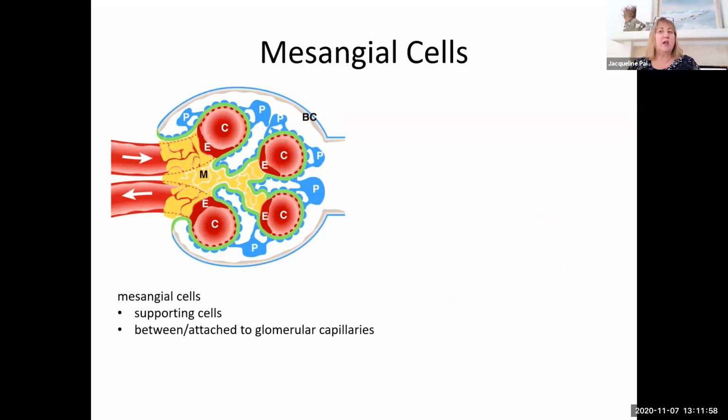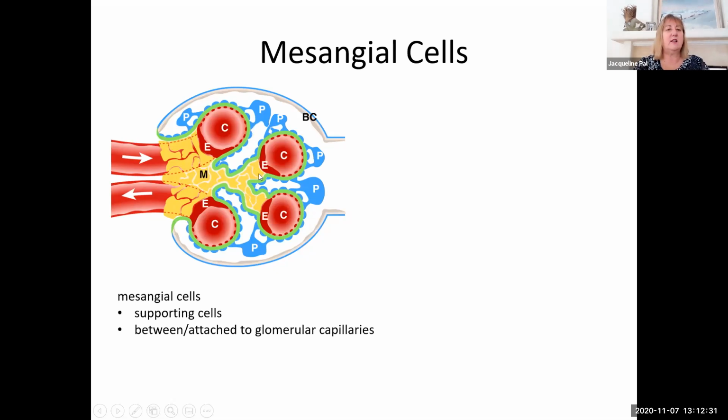Now, there are cells we haven't talked about yet, known as mesangial cells. Mesangial cells are supporting cells found within the renal corpuscle, but they're between and actually physically attached to the glomerular capillaries. So in this picture, you can see the outer Bowman's capsule, and then the blue cells are the podocytes with the pedicels. The red, as you would expect, are the capillaries, the glomerulus with their epithelial cells.